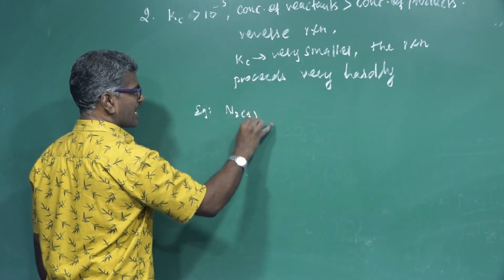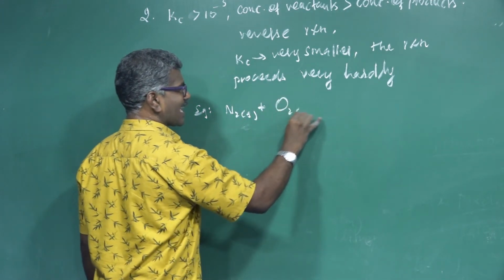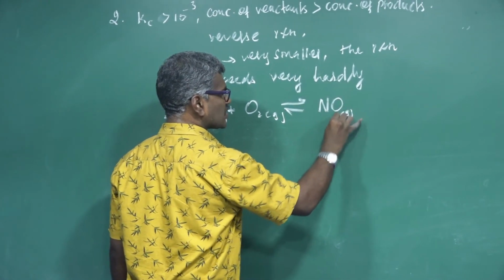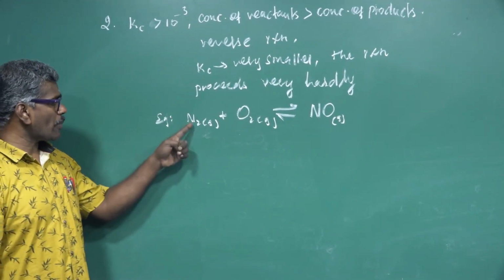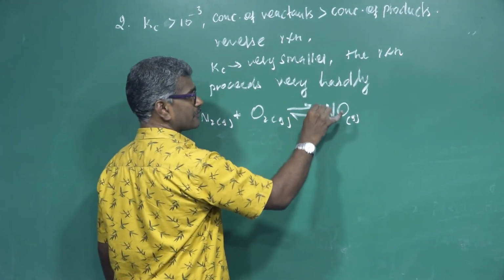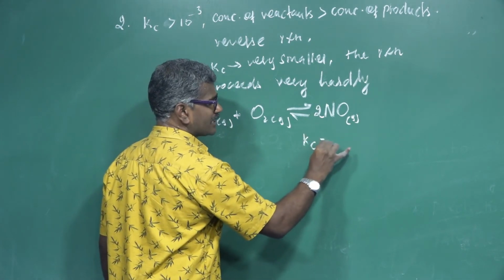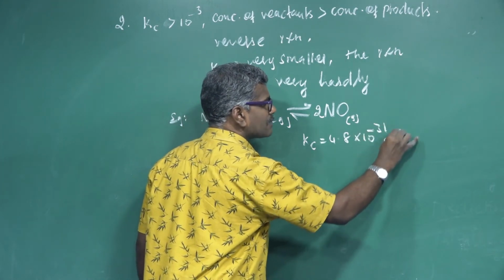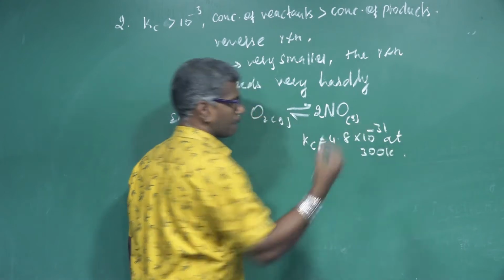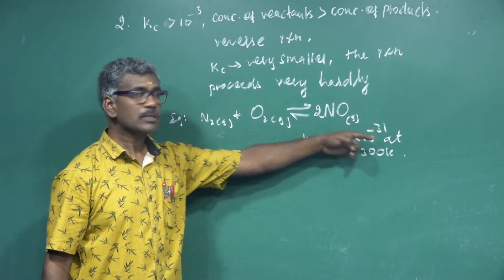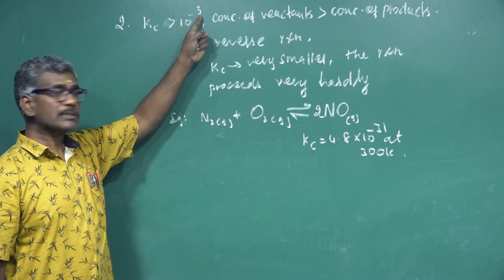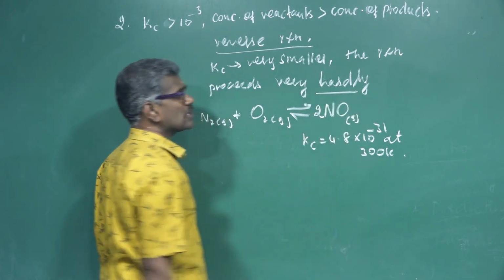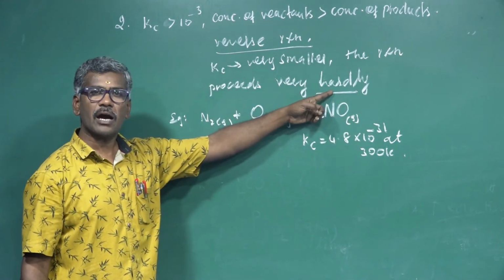For example, nitrogen in the gaseous state reacts with oxygen in the gaseous state and exists at equilibrium with the formation of NO in the gaseous state. Balanced equation: how many nitrogen? 2 nitrogen, 2 oxygen, 2 times. Here Kc is nothing but 4.8 times 10 power minus 31. This is maintained at 300 Kelvin. It is a minus 31, which is less than 10 power minus 3. This reaction is a reverse reaction. The reaction proceeds very hardly or rarely.